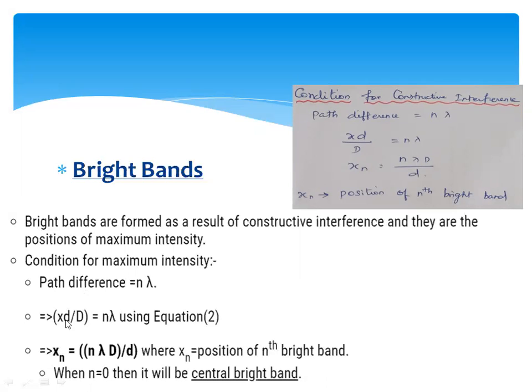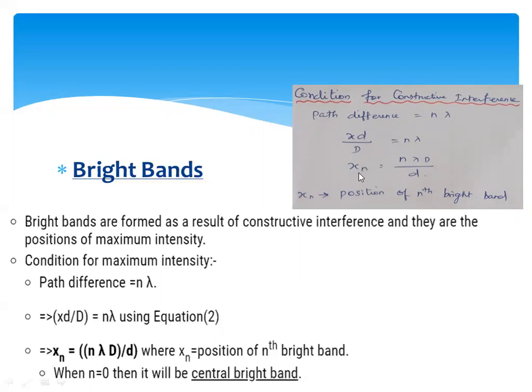So we substitute the path difference: xd divided by capital D is equal to n lambda, using the previous video. The condition for constructive interference is that the path difference should be an integral multiple, n lambda. So xd by capital D is equal to n lambda. We want to find the position of the bright bands, and the number of bright bands we can consider: the center bright band, second bright band, fourth bright band, and so on.